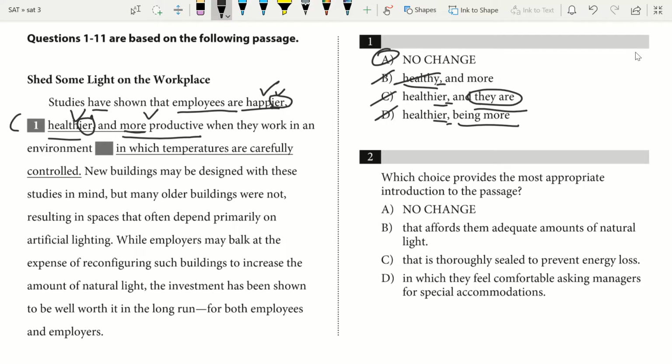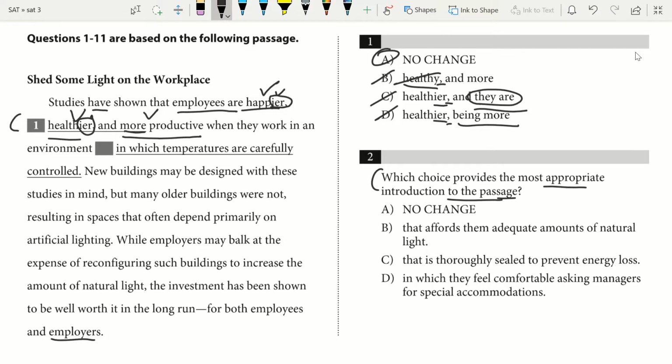Alright, now we have when they work in an environment in which temperatures are carefully controlled. So we're asked which choice provides the most appropriate introduction to the passage. Well, we haven't quite read the passage yet, so we're actually going to read a little bit more in the introduction here, and then we'll come back and answer that. So we have new buildings may be designed with these studies in mind, but many older buildings were not, resulting in spaces that often depend primarily on artificial lighting. While employers may balk at the expense of reconfiguring such buildings to increase the amount of natural light, the investment has been shown to be well worth it in the long run for both employees and employers.